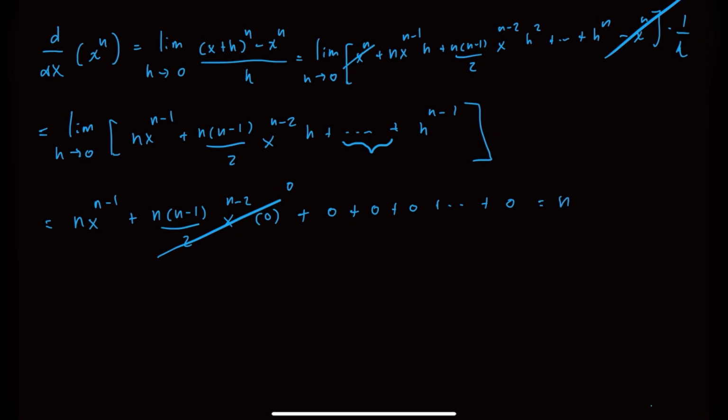So we're left with n x^(n minus 1) plus 0, which is just n x^(n minus 1). So now we can say that therefore, the derivative with respect to x of x^n is equal to n x^(n minus 1). And that is exactly what we wanted to show.